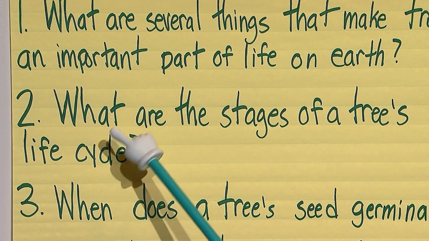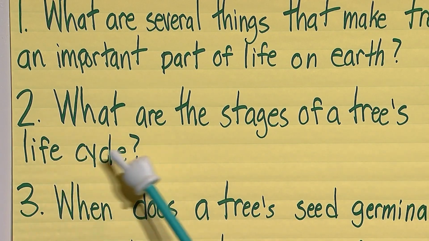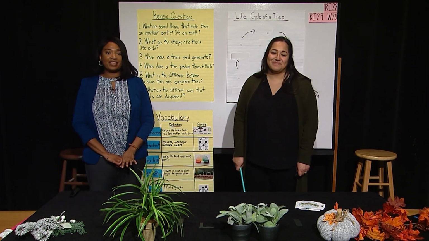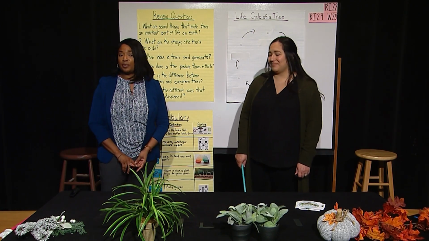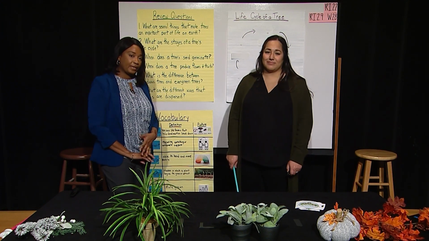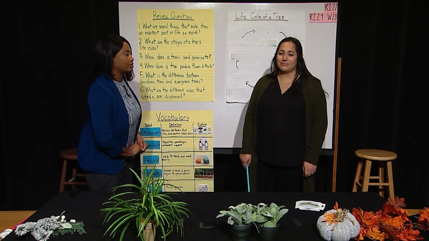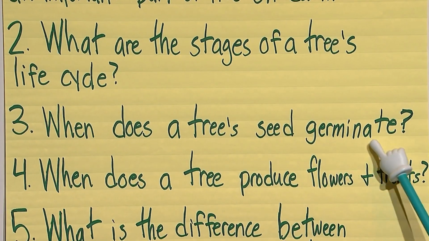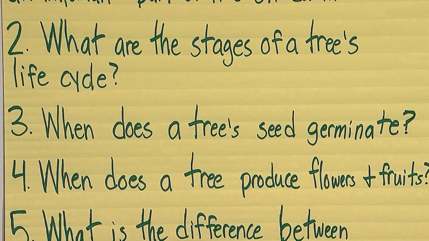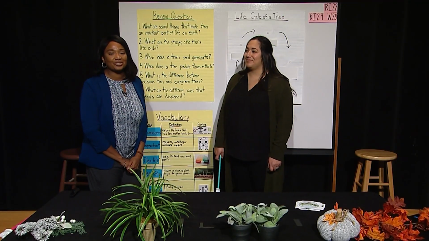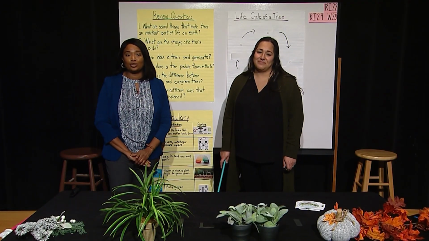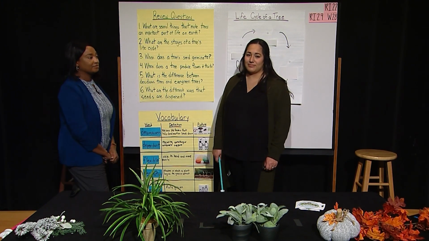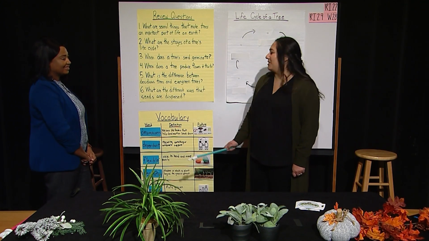That's right. So what are the stages of a tree's life cycle? I know. The tree's life cycle begins as a seed, then germination, it turns into a sapling, and finally it becomes an adult. That's right. So, when does a tree's seed germinate? I heard you, scholars. A tree's seed germinates during the spring when the temperatures are warmer and there is more daylight. You are such tree experts.